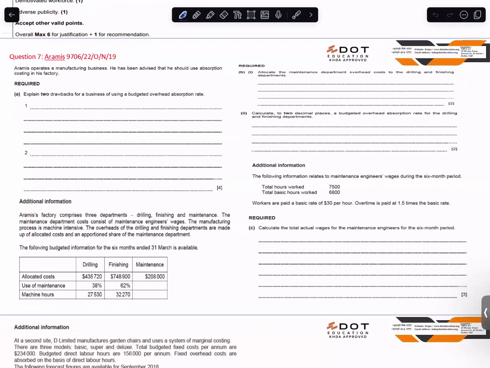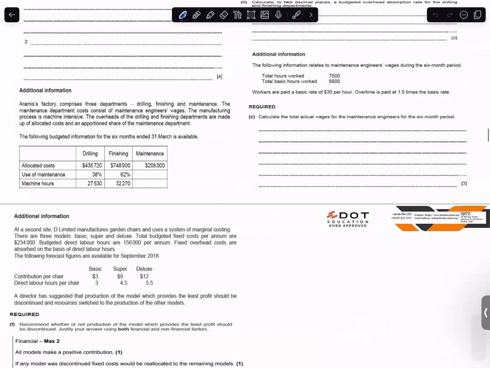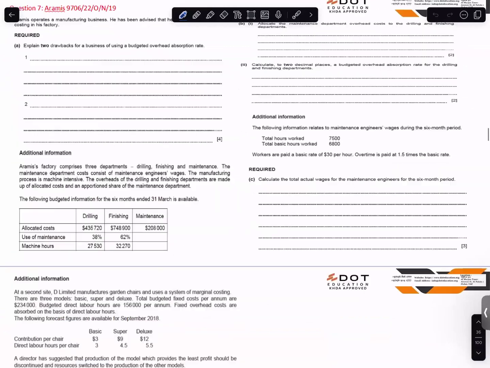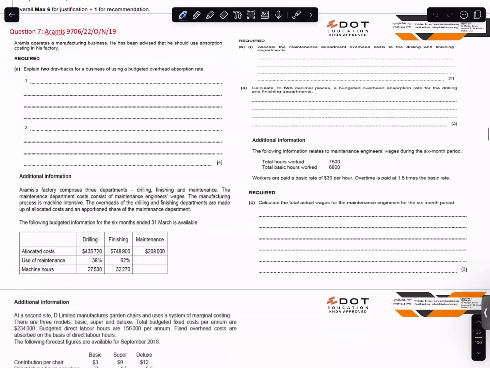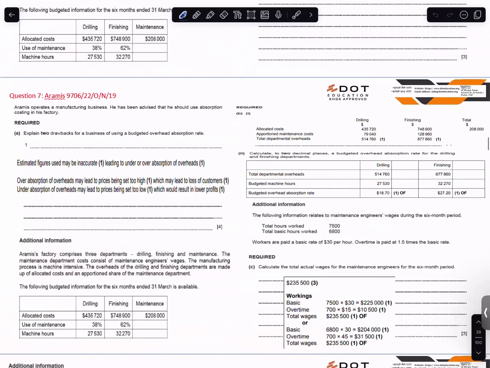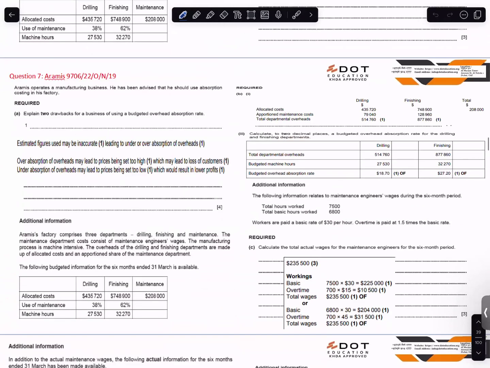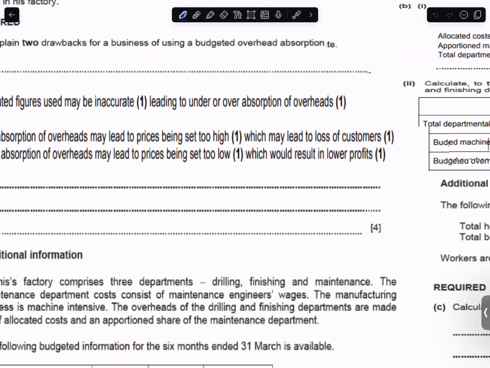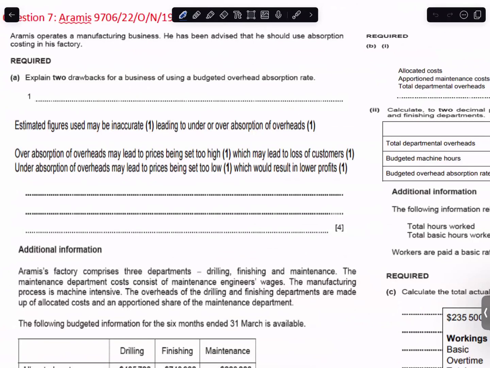Budgeted overhead absorption rate. It may not be accurate because it uses estimated numbers. Then what else would be there? If there is over absorption, or if the overheads are over absorbed, the prices may be set too high, which may lead to customers not buying from the business.